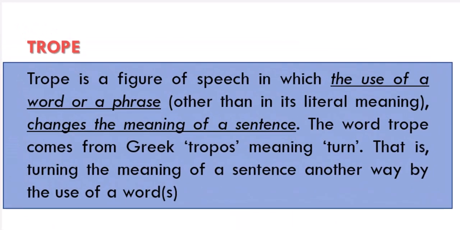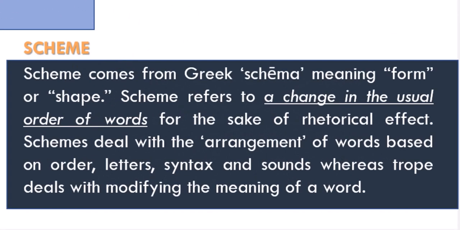A trope is a figure of speech in which the use of a word or a phrase changes the meaning of a sentence. The word trope is derived from the Greek word tropos, meaning turn, that is, turning the meaning of a sentence to another by the use of a word. Scheme comes from the Greek word schema, meaning form or shape. Scheme refers to a change in the usual order of words for the sake of rhetorical effect.